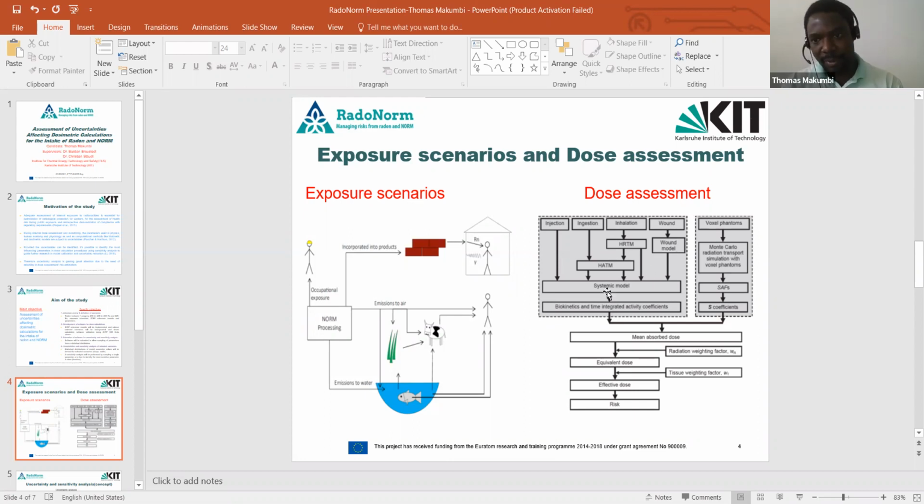Now the picture on the left, on the right, shows the typical dose assessment process as described by ICRP.